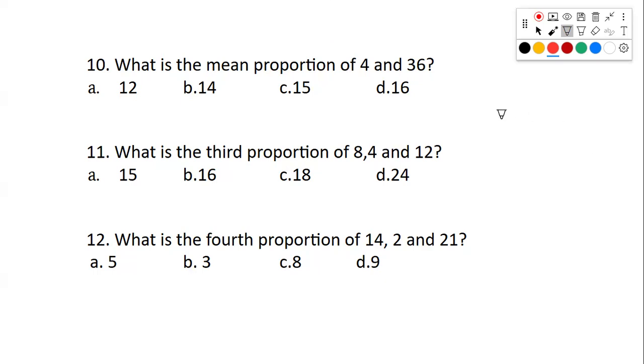You people are giving the answers. What is the mean proportion of 4 and 36? So you know mean proportion is B square equals AC, or B is equal to root AC. So here you are saying 4 into 36. So this is the same as under root now. So for 4 root is 2, for 36 it is 6. So what is your answer now? Okay, 12. So this will be your answer.